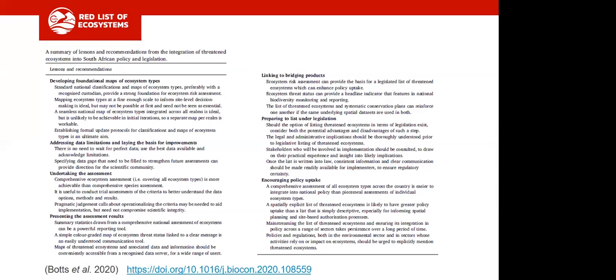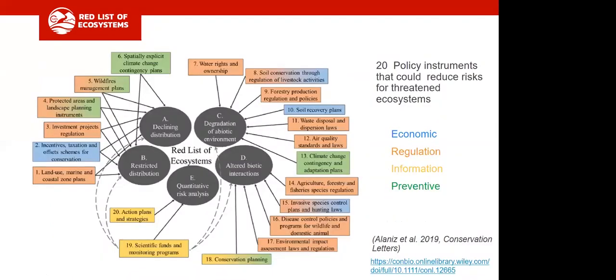And then there's a second paper that I recommend, which is from Alanis et al. from last year, where they look into these 20 policy instruments that could help reduce the risks for threatened ecosystems. They look into economic, regulation, informative, and preventive instruments, and how they might link to each of the RLE criteria, and actually provide a framework for how we might make those linkages between assessments and policy making and decision making. So, putting it into practice.